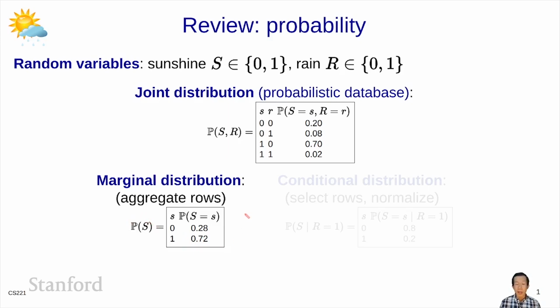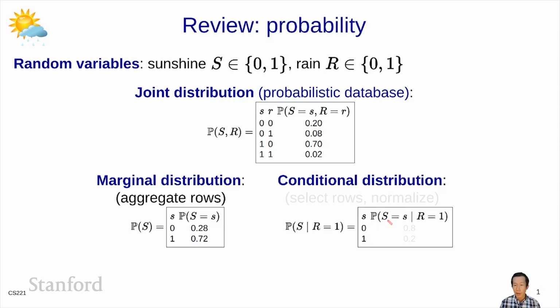There's also another concept called conditional distribution. And here the idea is that suppose I knew it was raining. So I'm going to condition on R equals 1. Now I want to know what is the probability of sunshine. So this is a table where I again specify the possible values of S, 0 and 1, and I want to know the conditional probability of S given R equals 1.